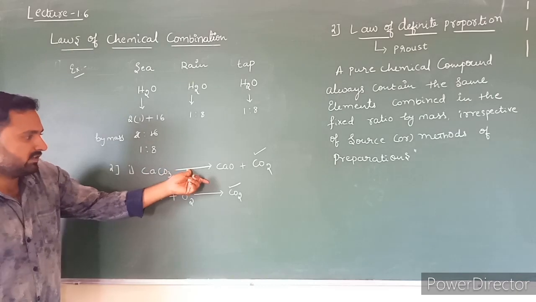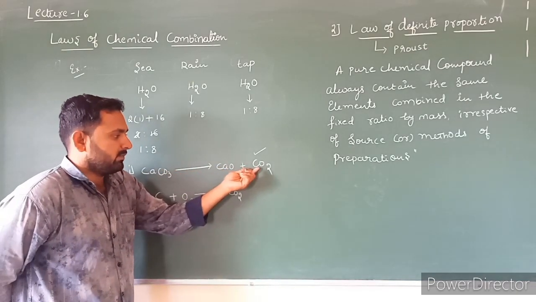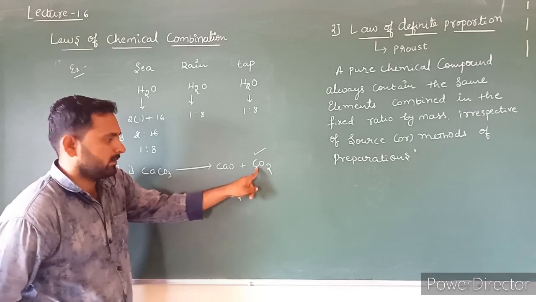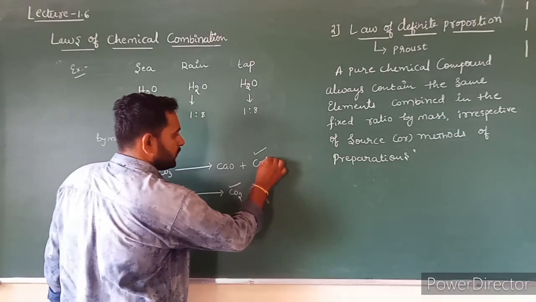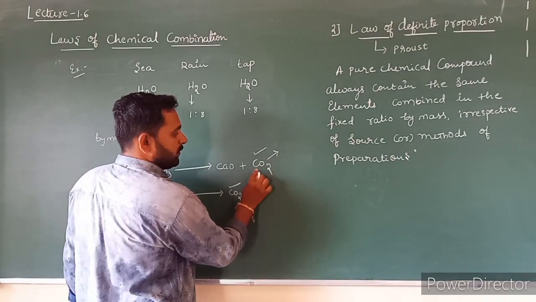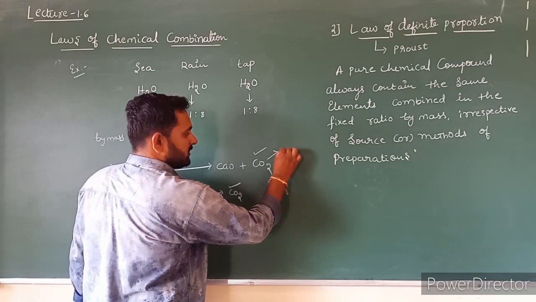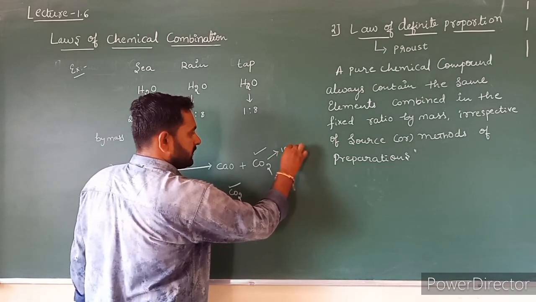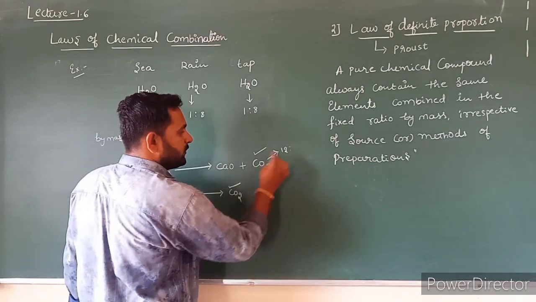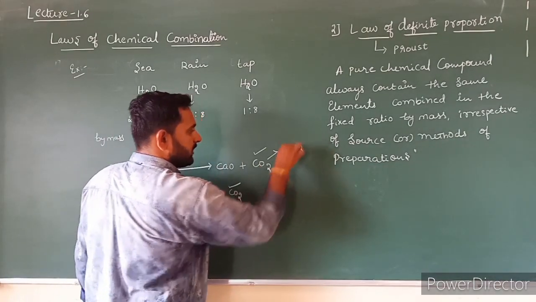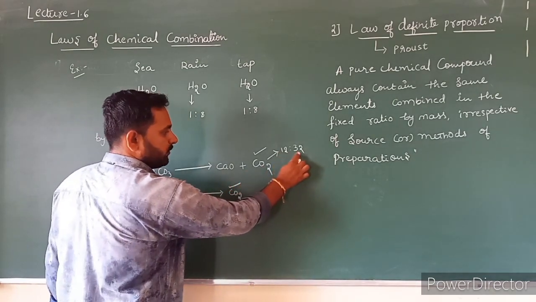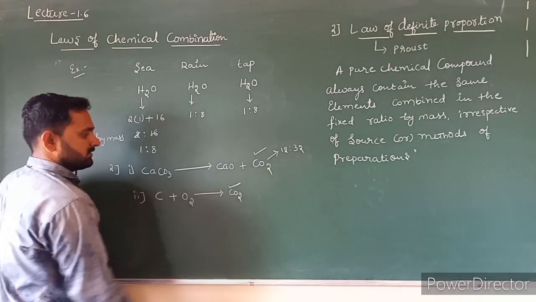Okay, in this method, in this carbon dioxide, how many carbons are there? One carbon and two oxygen. Now let us check the ratio of carbon and oxygen. What is the mass of carbon? The mass of carbon is 12. What about oxygen? One oxygen atomic mass is 16. Two oxygen is 32. The ratio of carbon and oxygen is 12 is to 32 by mass in carbon dioxide.